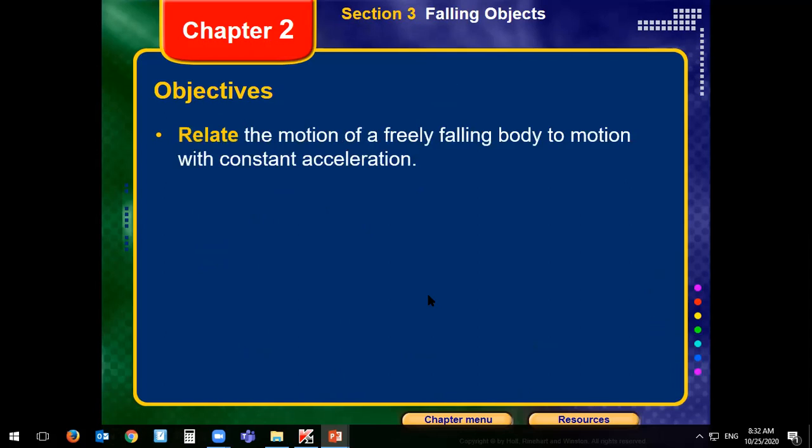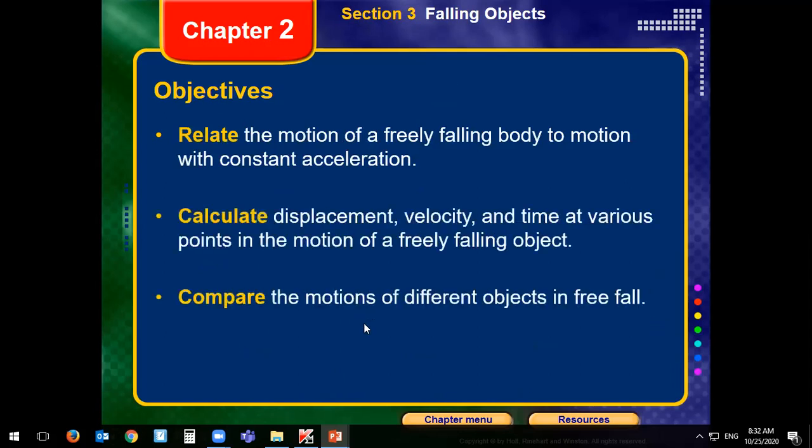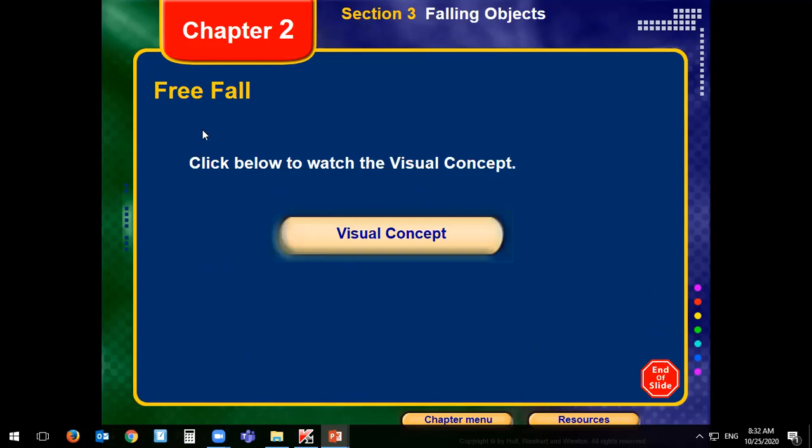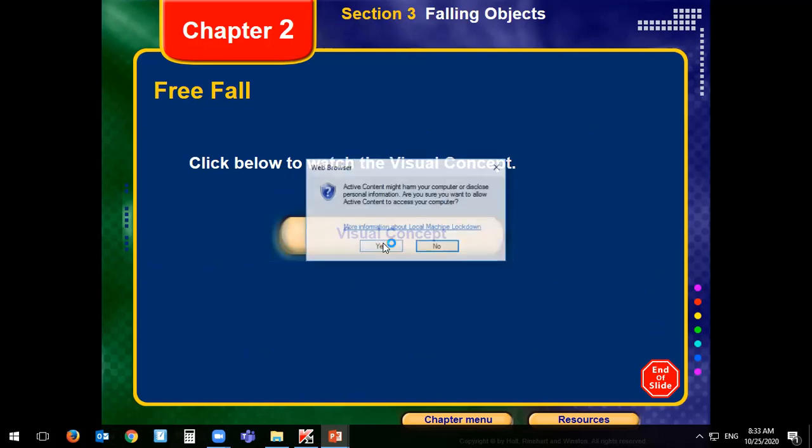Okay, section 3. Section 3 has many things to talk about. Let's start with free fall. Free fall means if you let an object fall without air resistance. Let's take a look at the following video.